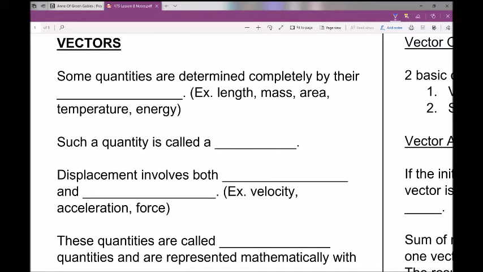So this is lesson 8, and what we're going to talk about here are vectors. I have a little clip for you guys just to get us in the mood for vectors, and I'm not going to lie, I've been waiting to show this to y'all all semester.